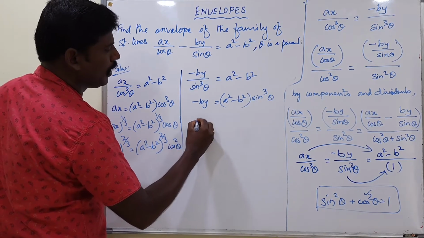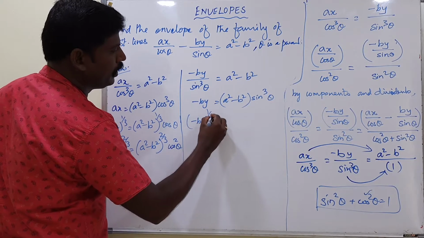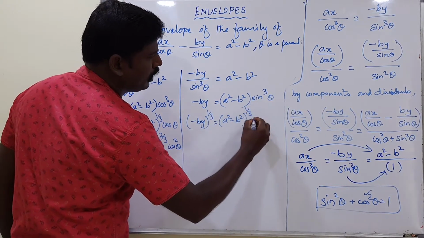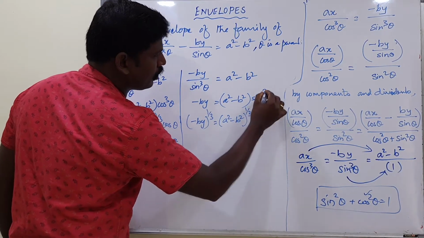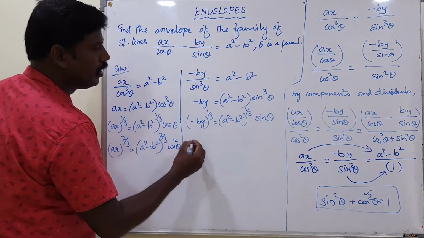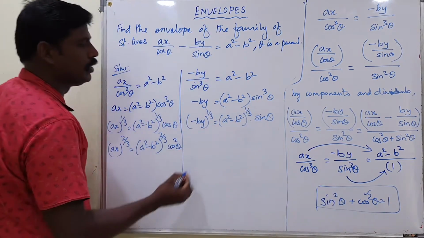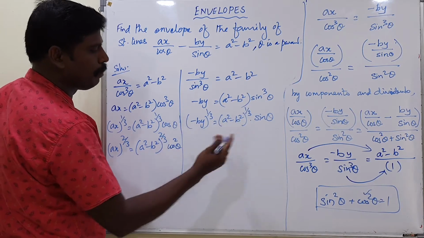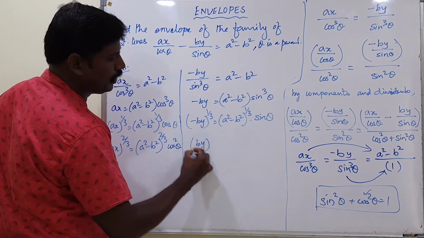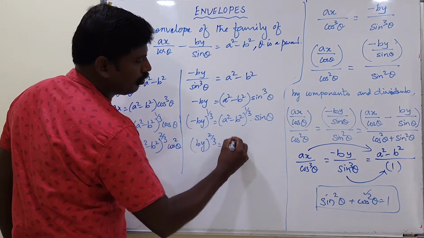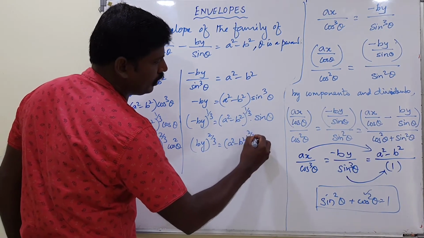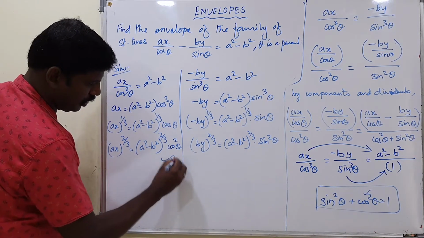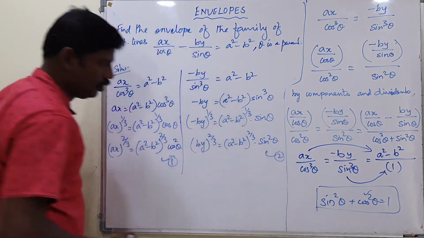So we get (a²−b²)^(1/3) cos θ, isn't it? Cube will be eliminated. Again, to get the value of sin²θ, I am squaring on both sides. When you take the square, this minus will become plus. So y^(2/3) equals (a²−b²)^(2/3) sin²θ. We call the first one equation number 1, and I call this equation number 2.